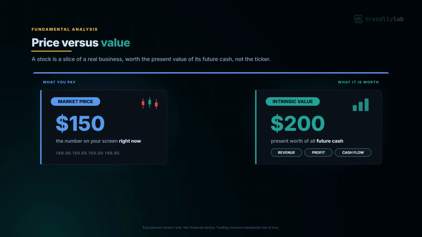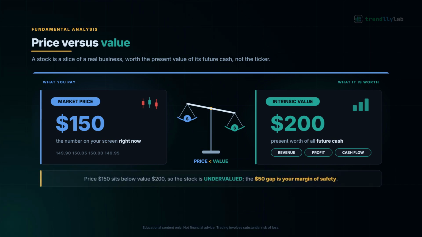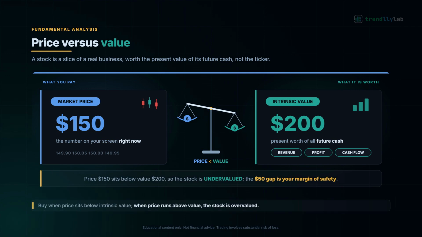Put the two on scales. Set the post. And the beam tilts down toward value. Price on one pan, value on the other. Price is less than value. So at 150 against a worth of 200, the stock is undervalued, and that $50 gap is the margin of safety. In the short run, price can swing far above or below intrinsic value because fear and greed are powerful. In the long run, it tends to gravitate toward the actual economics of the business. Price is what you pay, value is what you get, which sets up the oldest argument in markets.